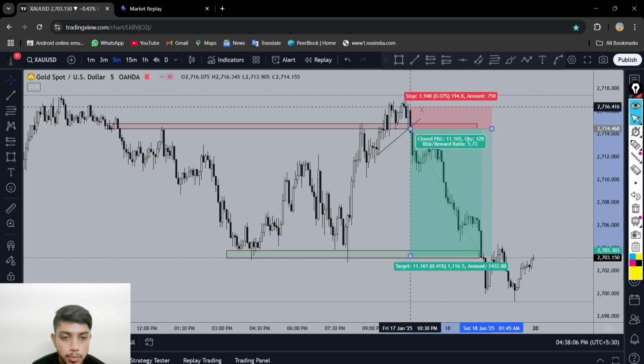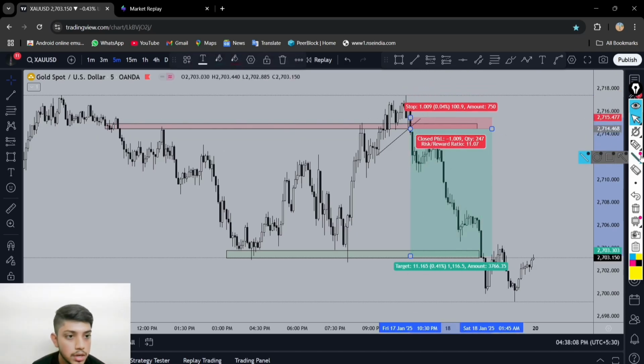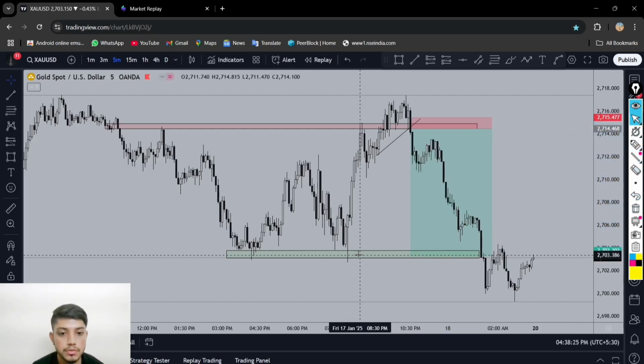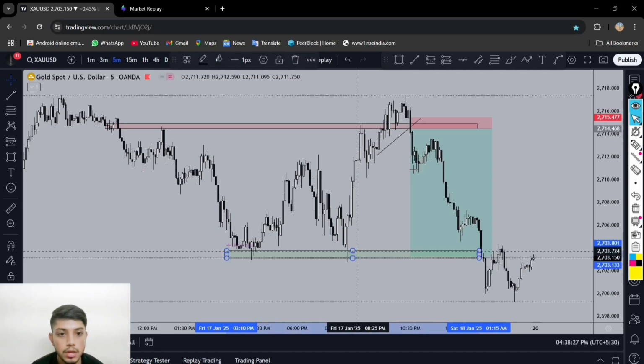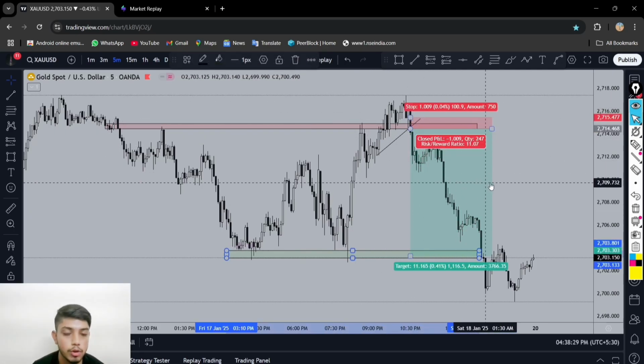So always keep your stop loss small, so that even if your analysis is wrong, you close your trade at a very small loss, and you can easily recover it in the next trade. So this was a strategy in which we used the basics and liquidity to form a trade.